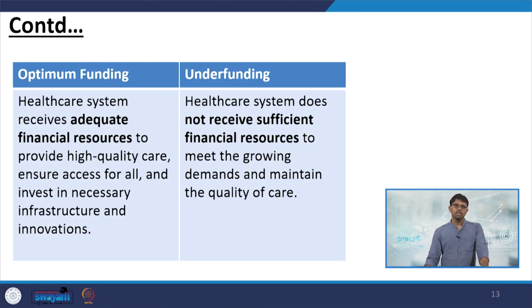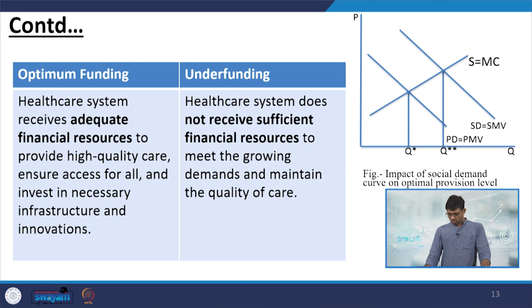Let us clarify further. We are differentiating this. A healthcare system that receives adequate financial resources to provide high quality care, ensure access to all, and invest in necessary infrastructure and innovation is called optimum funding. Whereas, a healthcare system that does not receive sufficient financial resources to meet the growing demand and maintain the quality of care is underfunded. So, in our typical demand and supply structure, once the equilibrium is not attained, we define it as underfunding, otherwise it is called optimum funding. Okay.